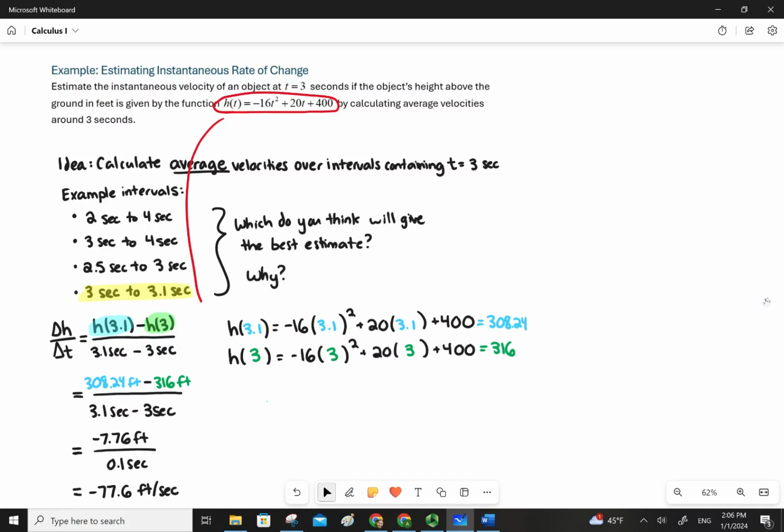In the previous example, we estimated the instantaneous rate of change in the function h of t equals negative 16t squared plus 20t plus 400 at t equals 3 seconds by calculating average rates of change over shorter and shorter intervals. If we were willing to do a bit more algebra, we could automate this process. The algebra I'll show you in this example will be crucial for when we start calculating derivatives of functions using the definition of the derivative.